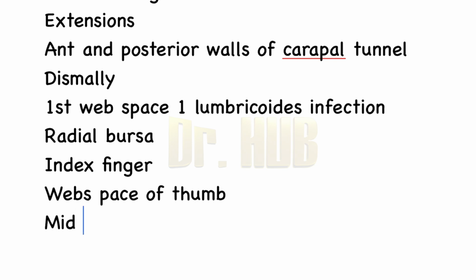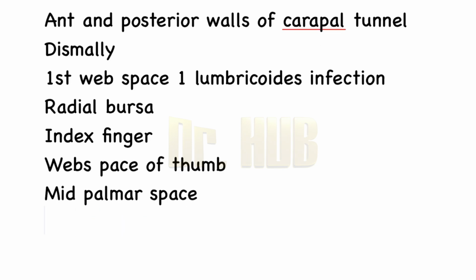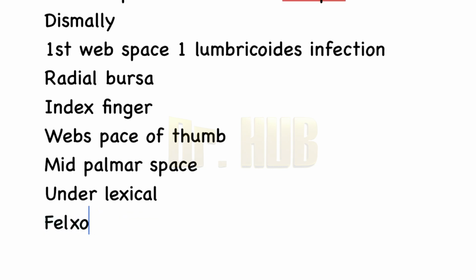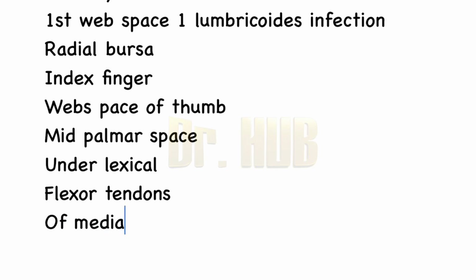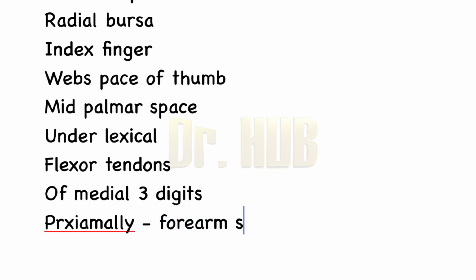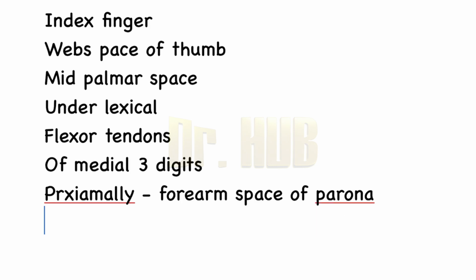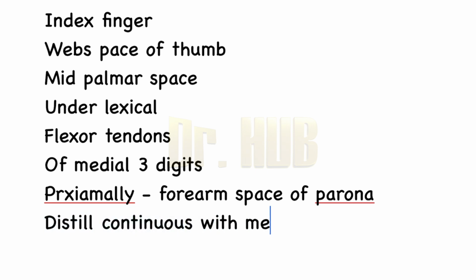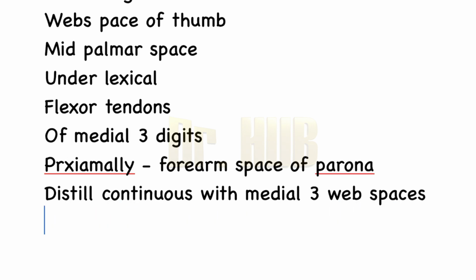Next, we look at the mid-palmar space. The mid-palmar space is under the medial half of the hollow of the palm, and it contains the flexor tendons of the medial 3 digits. Now, what are the extensions and communications? Proximally, it continues with the forearm space of Parona. Distally, it is continuous with the medial 3 web spaces, and this is through the medial 3 lumbricals.